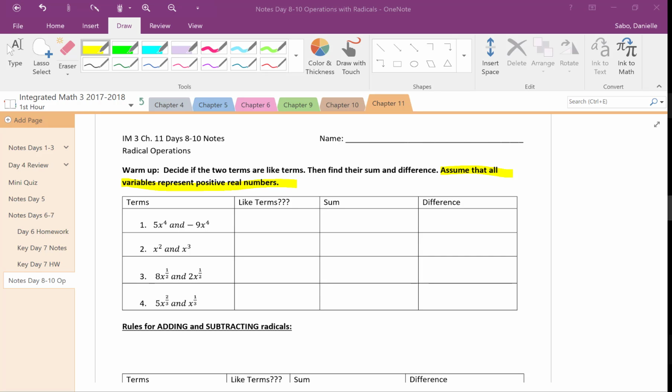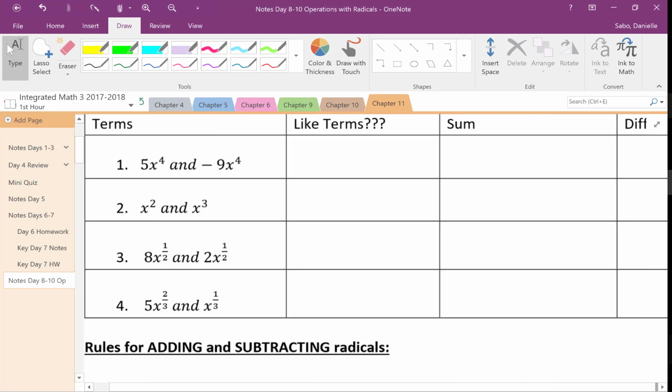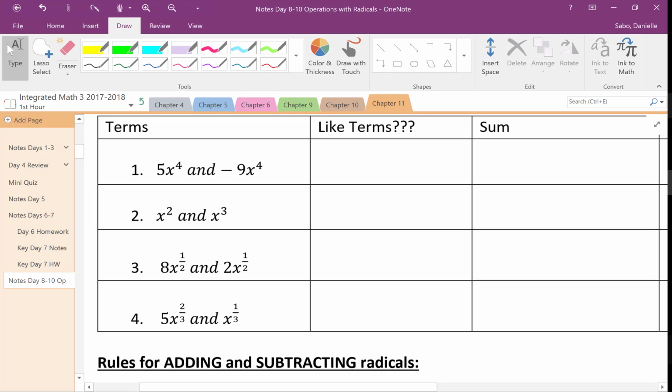Started is just determine, are they like terms? So with your group or yourselves, just do this column. Tell me, are these like terms? Yes or no? Remember what it means to be a like term. They have to have the same power. Same exact power.